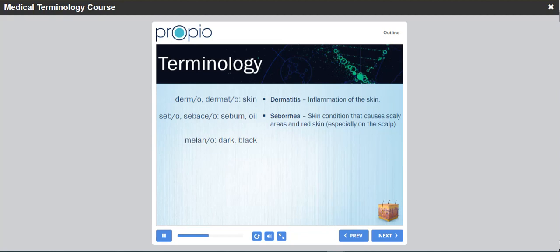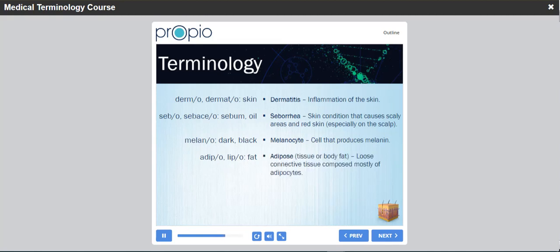Melan is dark or black. For instance, melanocyte is the cell that produces melanin. Adip, lip, is pertaining to fat. For example, adipose, tissue or body fat, is a loose connective tissue composed mostly of adipocytes. Hydro is pertaining to sweat. For example, anhidrosis. It's a condition of an abnormal lack of sweat.